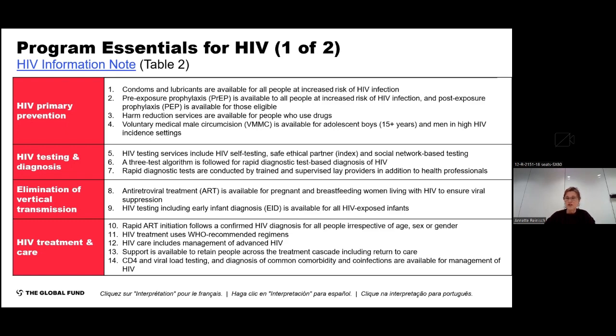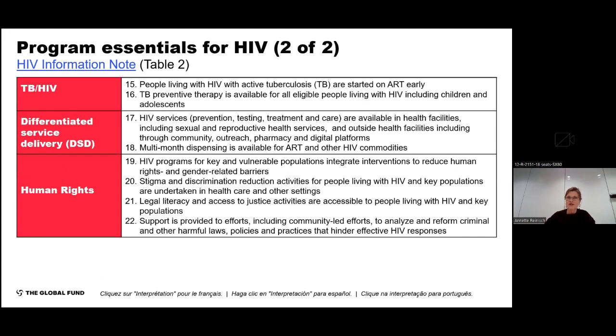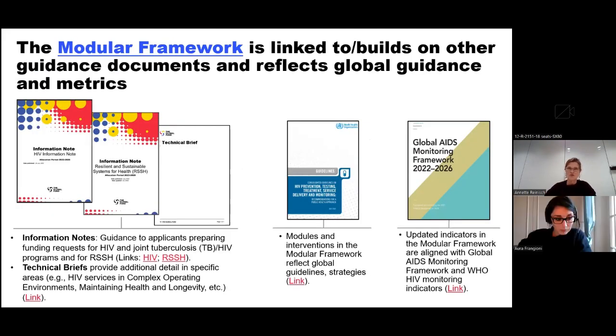And lastly, and as mentioned by Celeste before, in the HIV funding requests, applicants are now required to outline how advanced the country is in the implementation of each of the program essentials. And those countries that do not fulfill the HIV program essentials will describe in the funding request narrative the steps to addressing them over time, and this applies to high impact and core countries only. And with that, I'm handing over to my colleague Aura, who will now speak to the modular framework. Thank you.